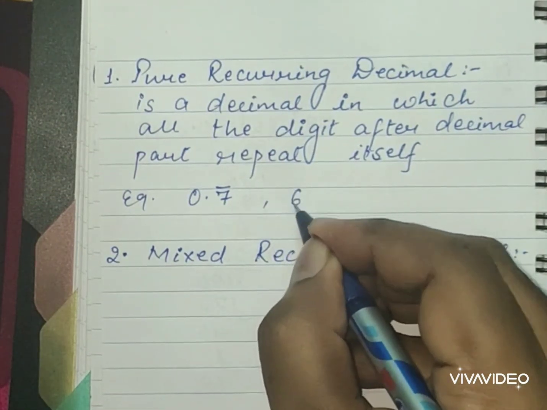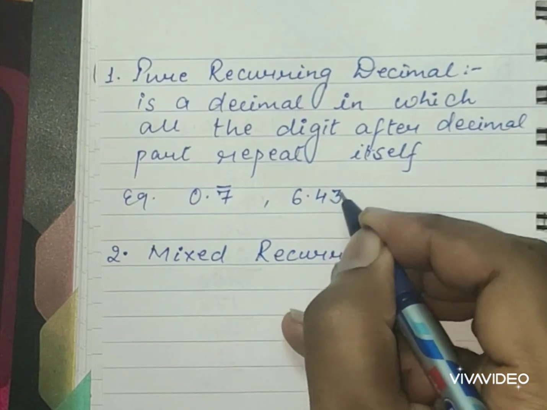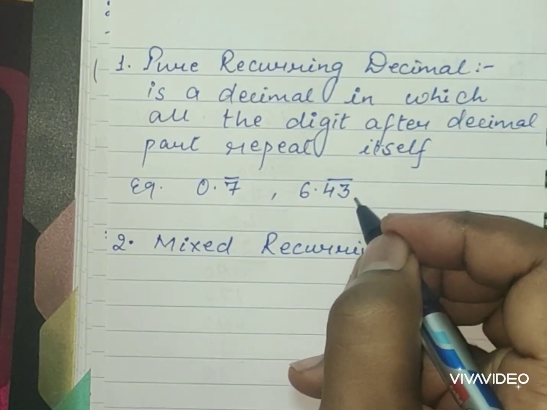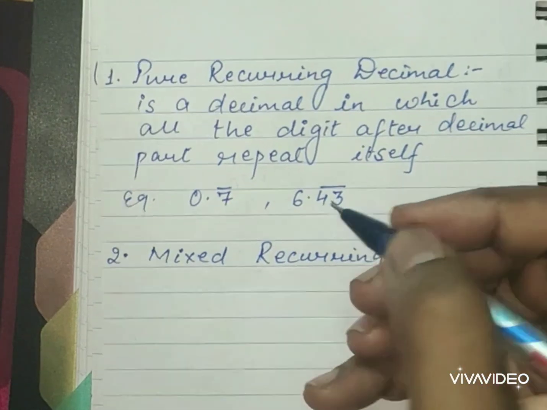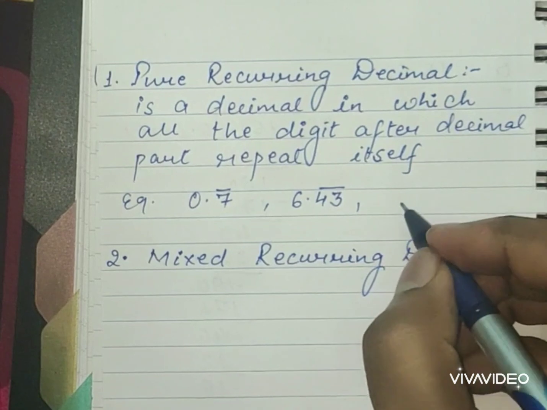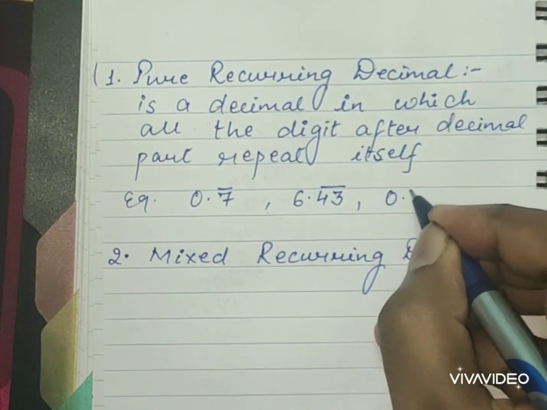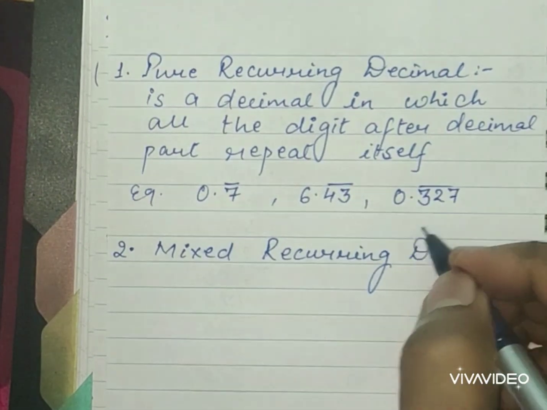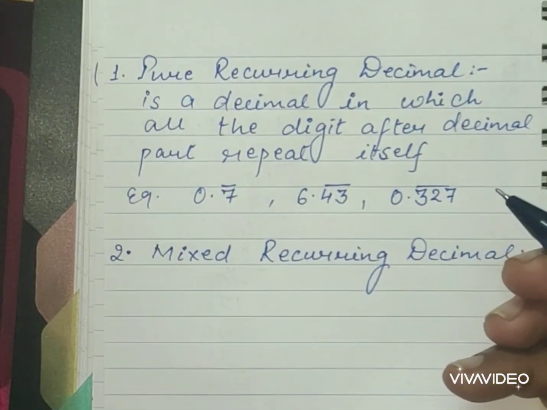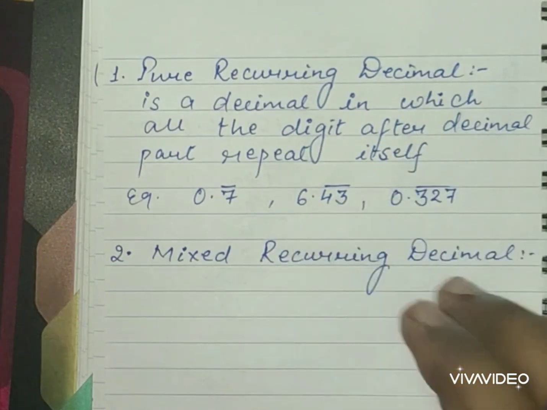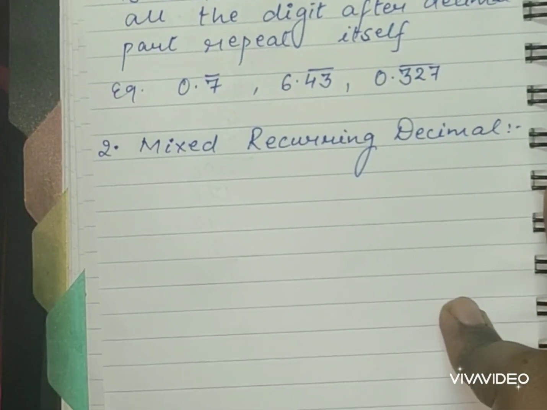Or 6.43 means it will also repeat again and again. 4 and 3 will also repeat again and again after a regular interval. Or you can say 3 to 7, it will also repeat again and again after an interval of time. Understood? Now, what do you mean by mixed recurring decimal?